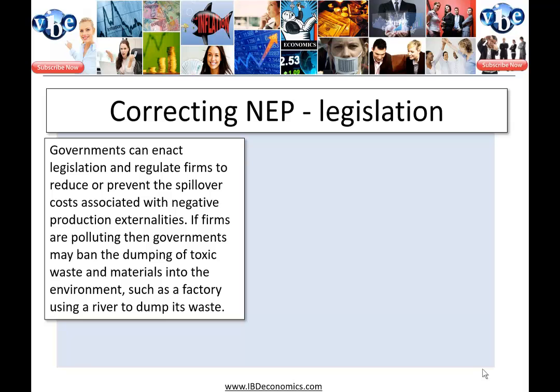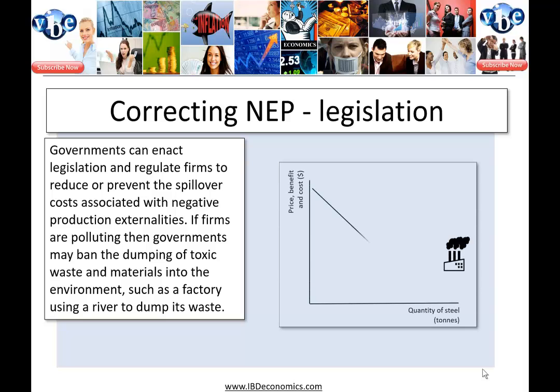So how can we correct for a negative externality of production? The first way we can do it is through legislation. Governments can legislate and regulate firms to reduce or prevent the spillover costs associated with these negative externalities of production. So if firms are polluting, then governments may ban the dumping of toxic waste and materials into the environment, such as a factory using a river to dump its waste, as they used to do in the old days.